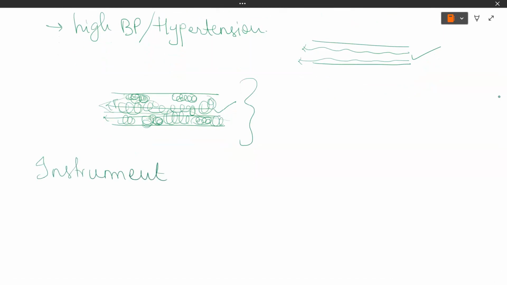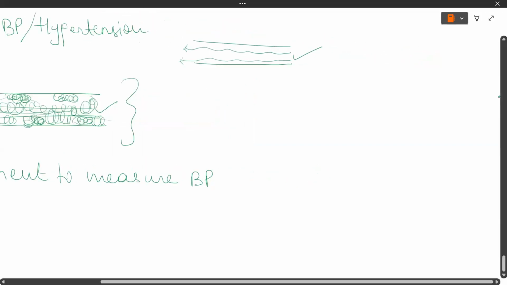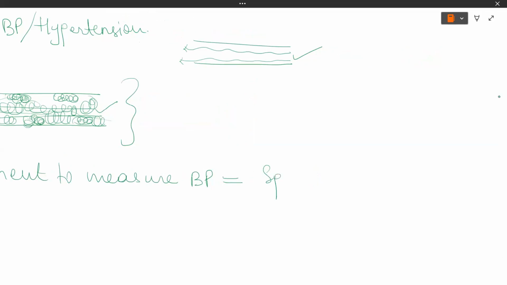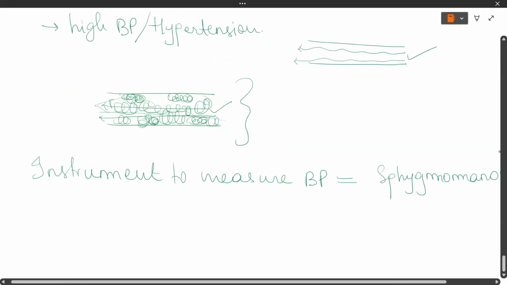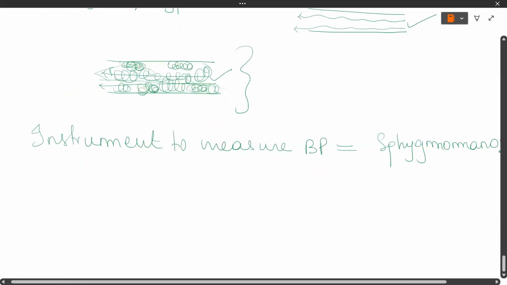Now, the instrument to measure BP, you already know, everybody does. Very good, the sphygmomanometer. So the instrument to measure the blood pressure is the sphygmomanometer. That is the instrument used to measure the blood pressure. So up till now, is everything clear to you? Yes, ma'am. Okay, very good.